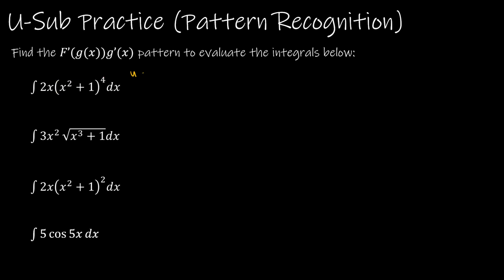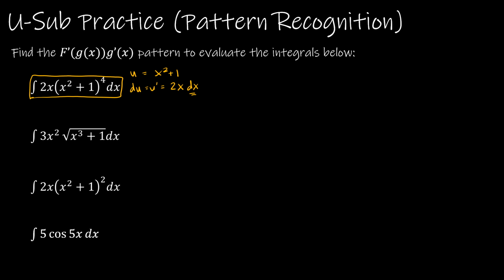So u is going to be that part in the middle, x squared plus 1, which means du, which is the same as u prime, is going to be 2x dx. Now, the dx is important because what we're going to be doing is replacing what we have here and accounting for all of it using u and du. So let's see how we could rewrite this.